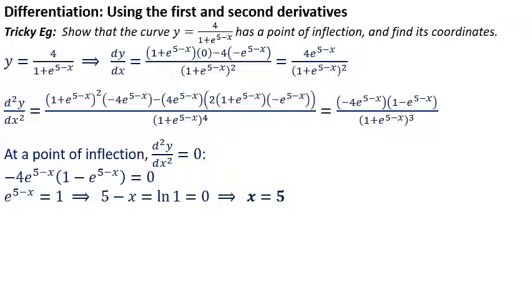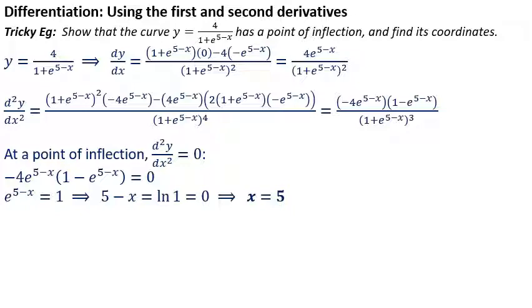Ln of e to the 5 minus x: the ln and the e to the power of are inverse functions, so they cancel out, you get 5 minus x, and ln of 1 is 0. So 5 minus x is 0, which means x is 5. We've got a nice whole number for the x-coordinate of our point of inflection.